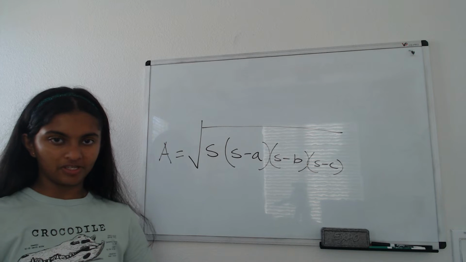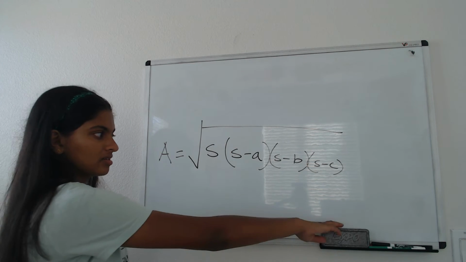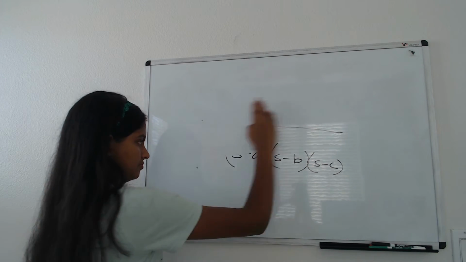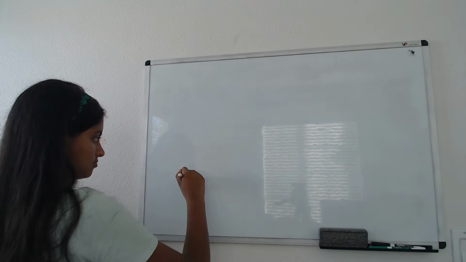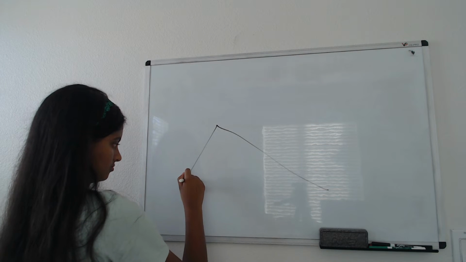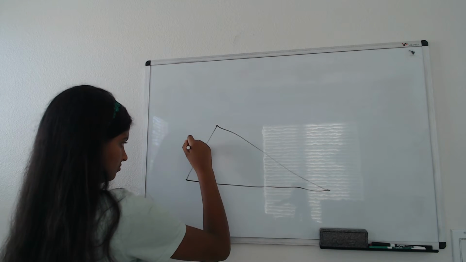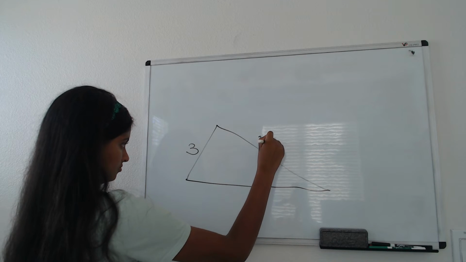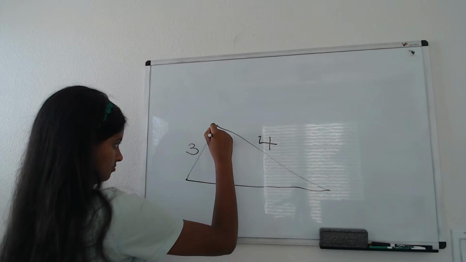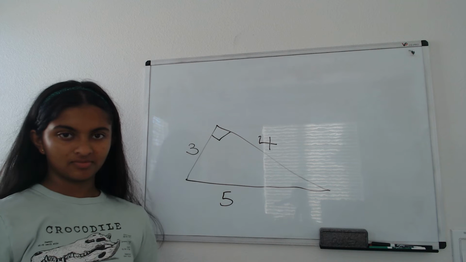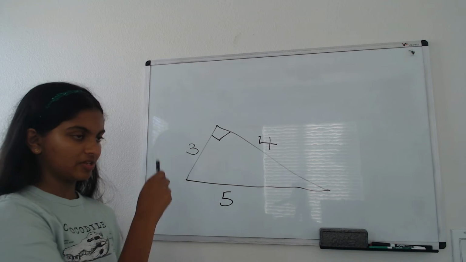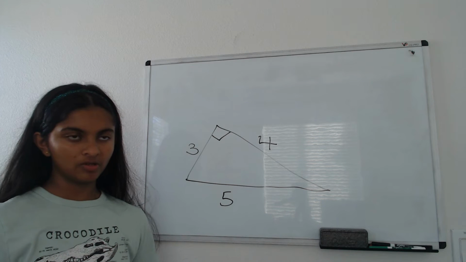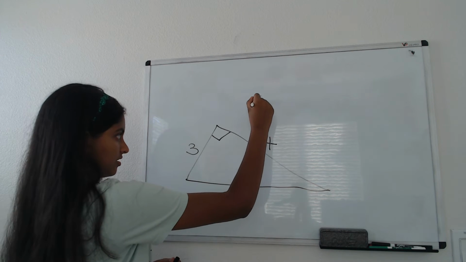Now this sounds awfully convenient, right? Let's try it on a triangle. There. Now the semiperimeter is going to be 3 plus 4 plus 5 all divided by 2, which is equal to 6.